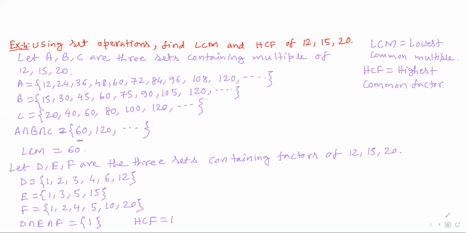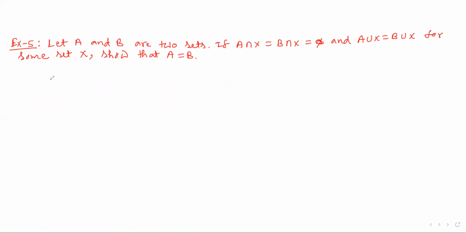Now I am coming to the next example. Let A and B be two sets. If A intersection X is equal to B intersection X is equal to phi, and A union X is equal to B union X for some set X, then show that A is equal to B. Now we have to prove this by using different set properties. A is equal to B, this relation we have to prove.